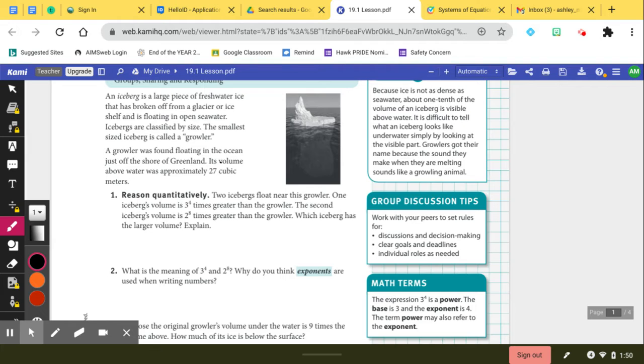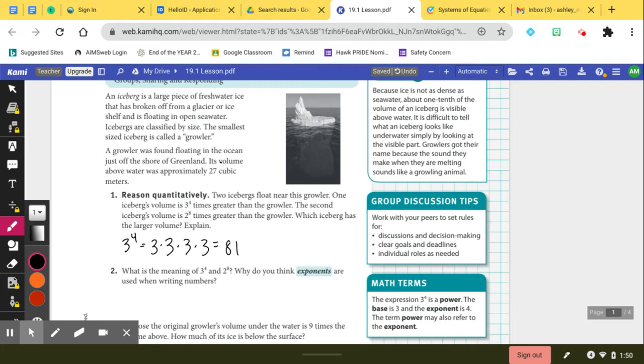So remembering how exponents work. 3 to the 4th doesn't tell me 3 times 4. What it really tells me is 3 times itself 4 times. So 3 times 3 times 3 times 3. 3 times 3 is 9. 9 times 3 is 27. 27 times 3 is 81. So the first iceberg's volume is 81.